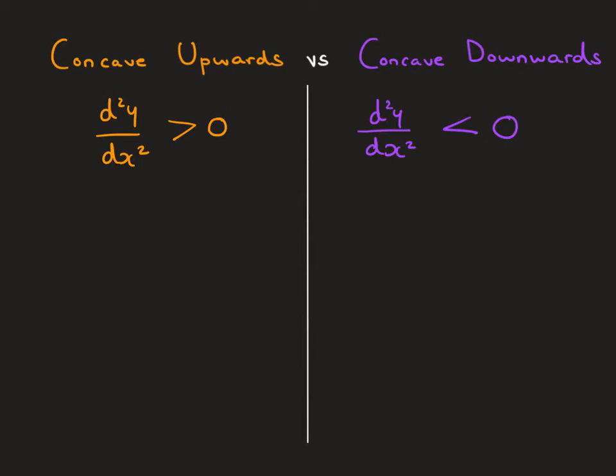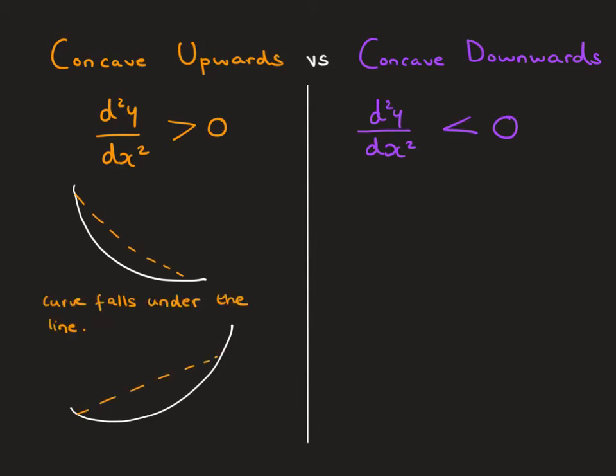If a curve is concave upwards, then it will have a shape like this or like this. And if you join up 2 points on the curve to create a chord, the curve falls underneath the line if it is concave upwards.